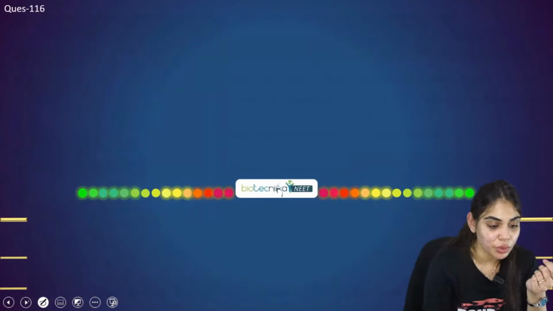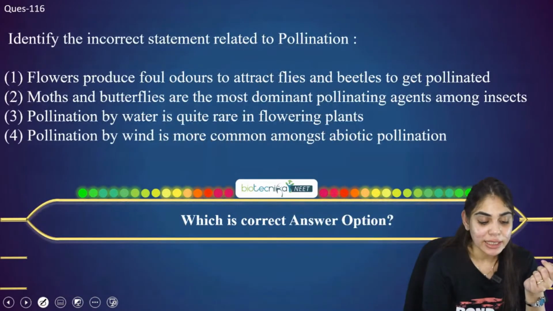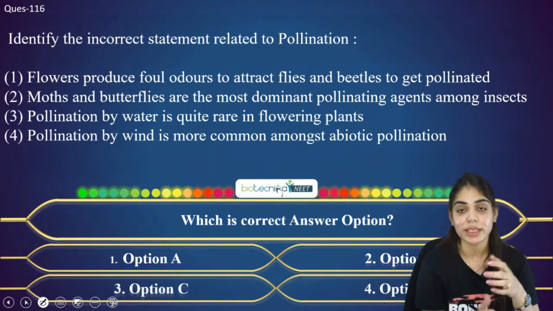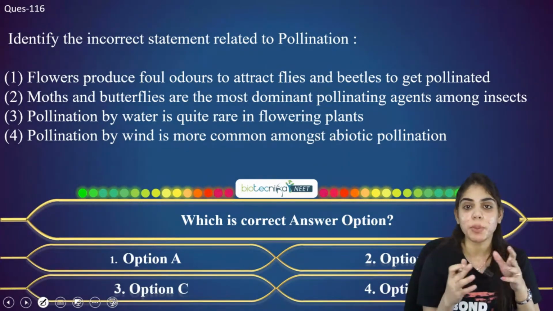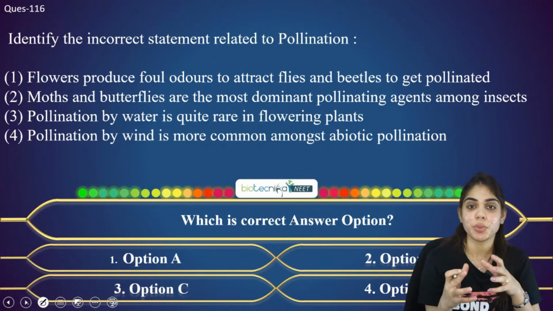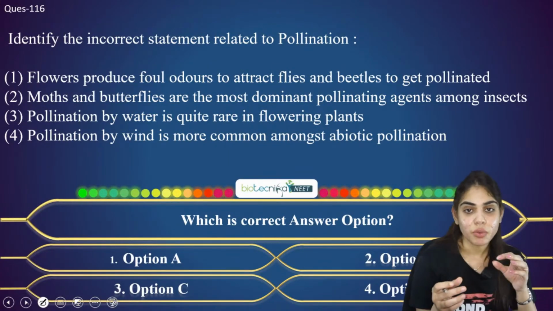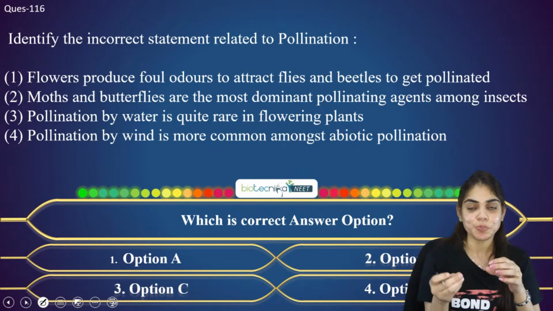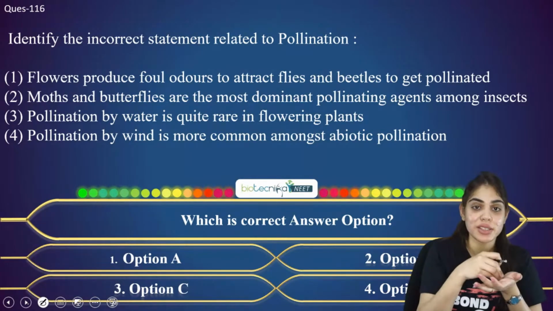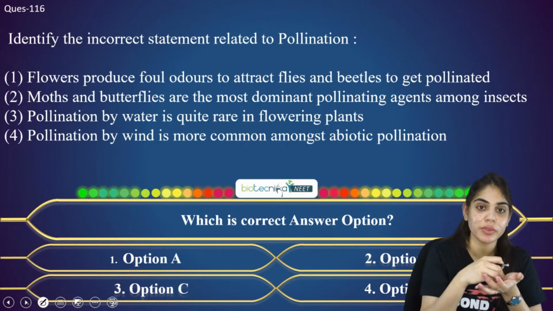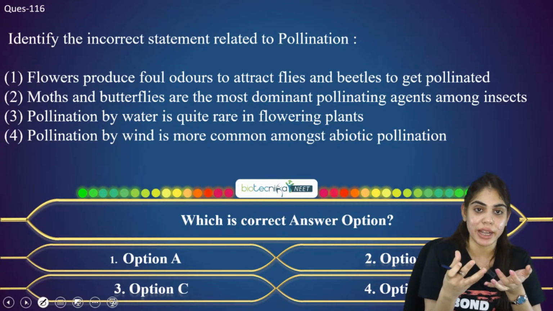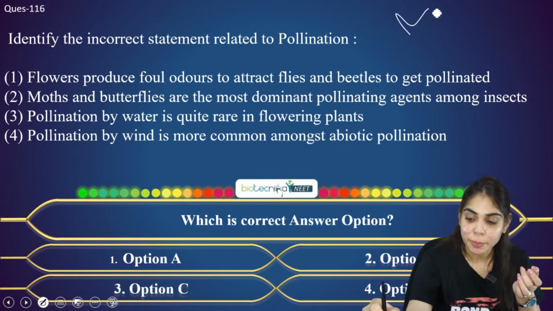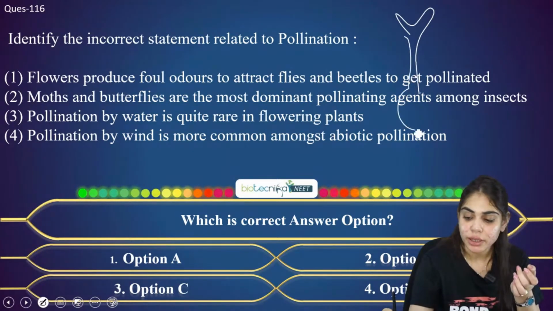So now let's move to question number 116. Identify the incorrect statement related to pollination. Now we know that there are different kinds of pollination. Why is pollination happening? Just to promote flower production. Now what happens in pollination? The pollen grains from the anthers will fall over the stigma of the ovary, the stigma of the female reproductive tract, or simply the pistil. Now what does the pistil have? Carpel has stigma, style and ovary.